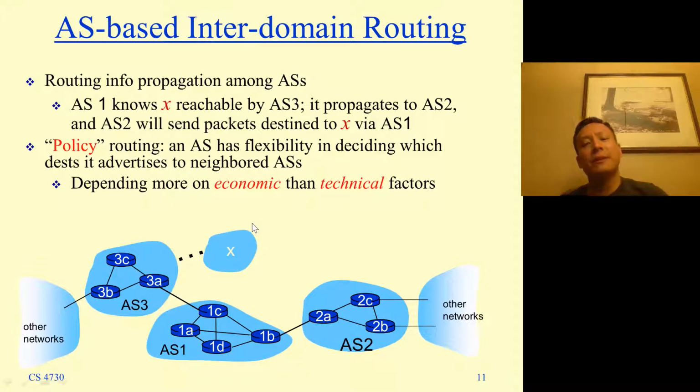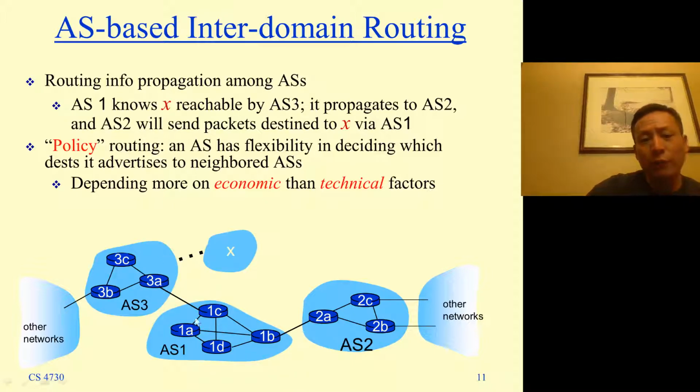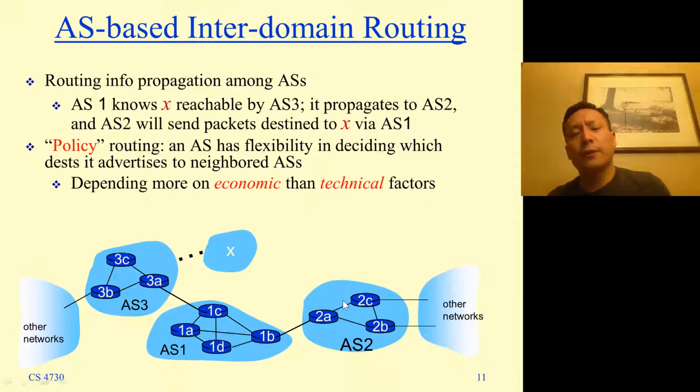In reality, this exchange of reachability information among different autonomous systems is in a lot of cases not only about technical factors, like whether it's the shortest path, the least cost, or the lowest latency. In a lot of cases it is decided by economic factors or even political factors. For example, you don't want your packet to be routed through an enemy country, right?